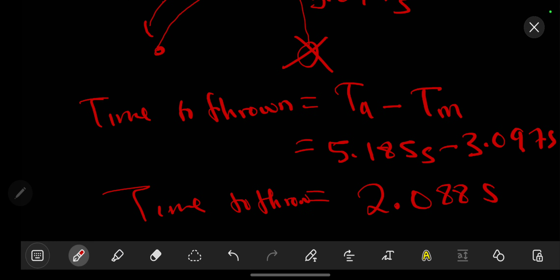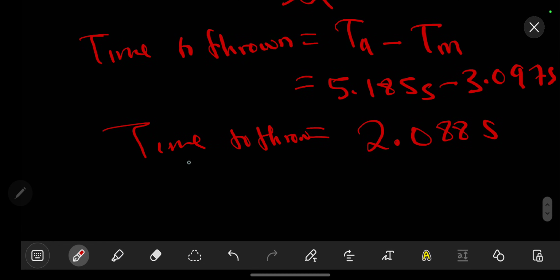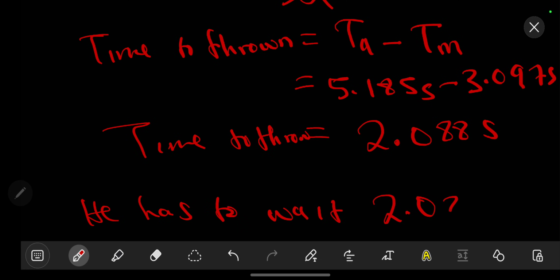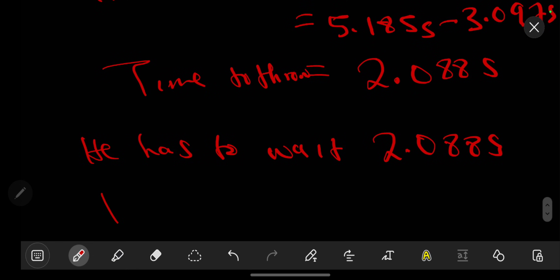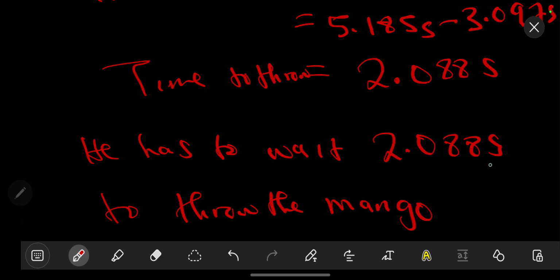So that means he has to wait 2.088 seconds to throw the mango, so that when he throws, and the time it takes is equal to 3.1, it will be able to add up and it will reach at the same time the arrow is shot. So that is how we go about that.